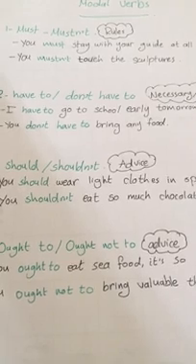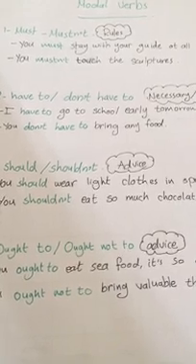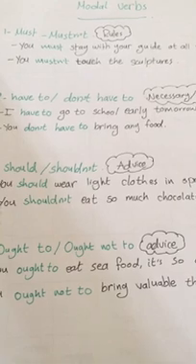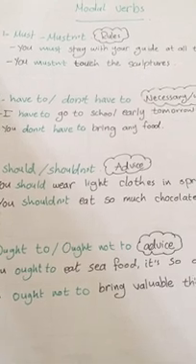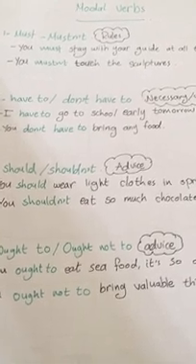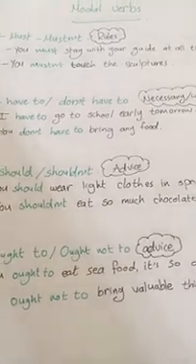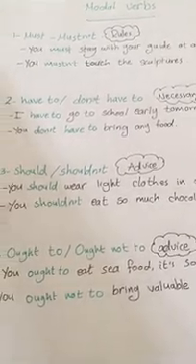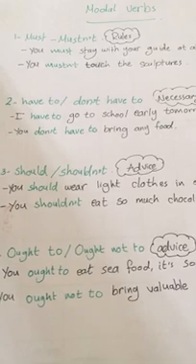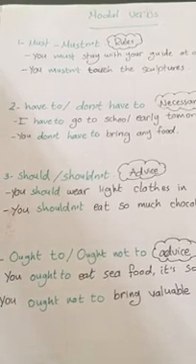Whereas if you say you mustn't touch this sculpture, you mean that you are not allowed to touch the sculptures. You have no choice. Okay? So this is the first modal verb, must and mustn't.